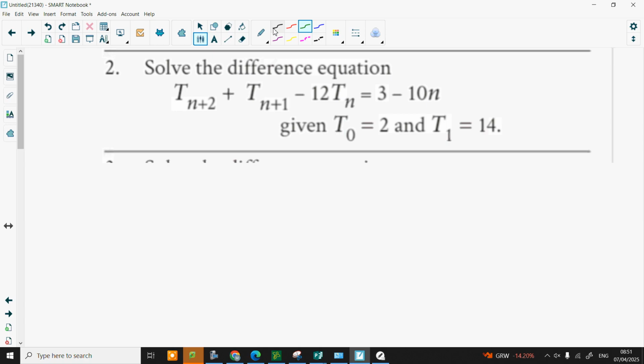This time, in the previous question, it would have been something like this, just equal to 3, and we would have said, look, let Tn equal A, because it's a constant on the other side. But what happens this time? It's not a constant, it's a, anybody? It's a linear, isn't it? So what we now say is Tn equals An plus B.